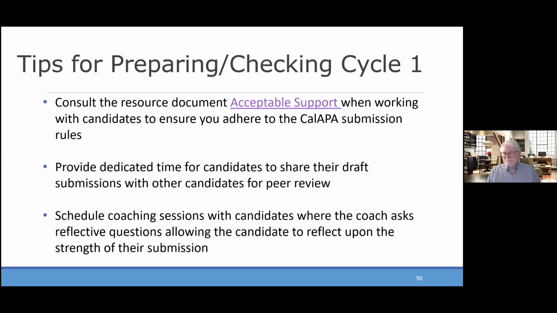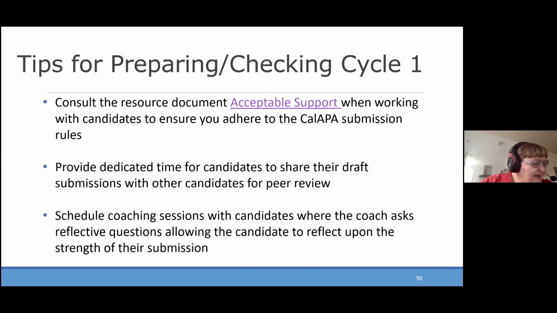Secondly, schedule a coaching session with candidates. The coach can ask reflective questions. It can encourage the candidate to reflect upon the strength of their submission and consider this, but you cannot tell them what to do or what not to do.